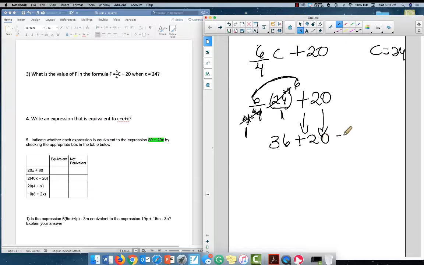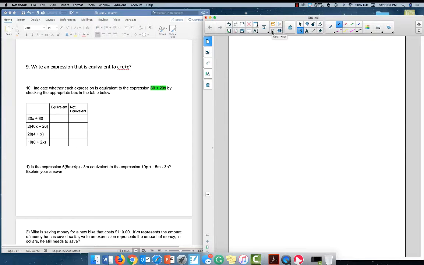36 plus 20 is equal to 56. And that is my answer. Number 9: write the expression that is equivalent to C plus C plus C. So we need C plus C plus C.